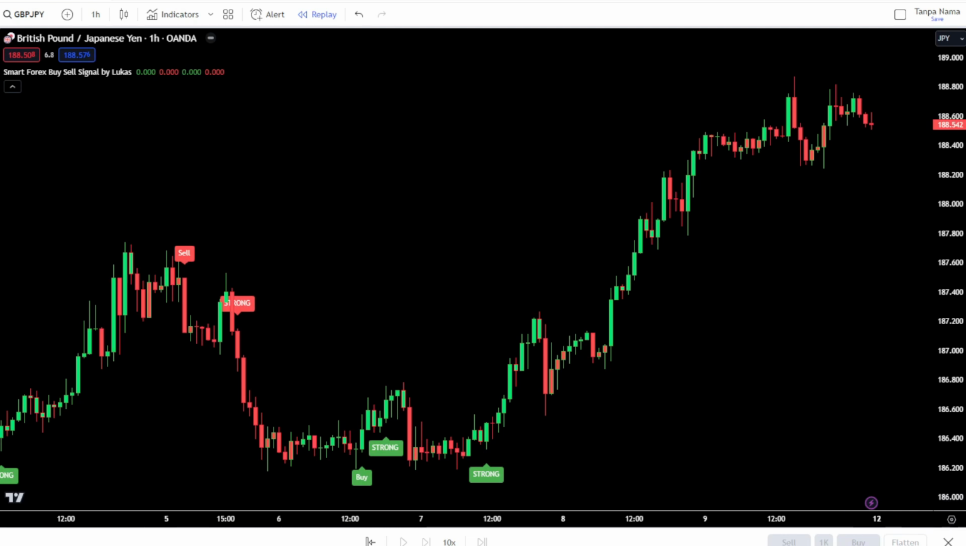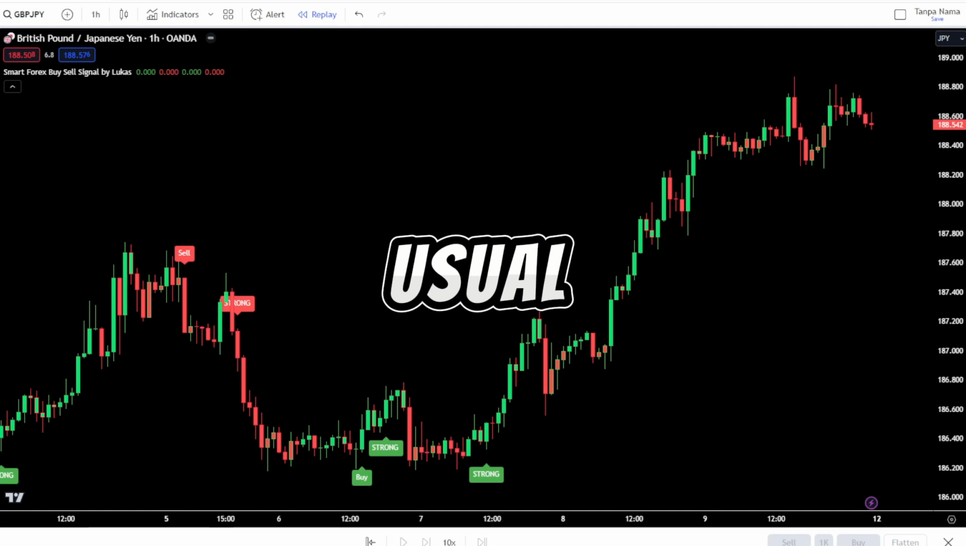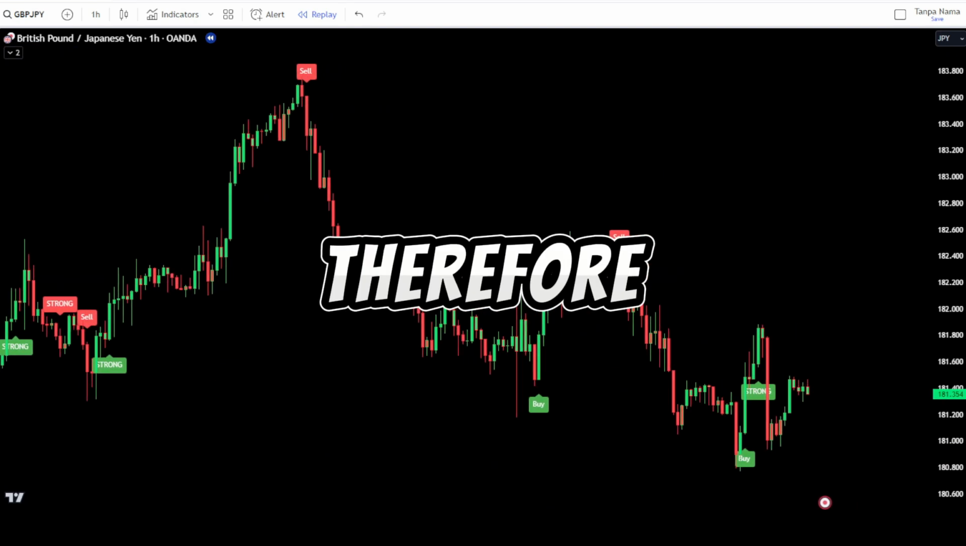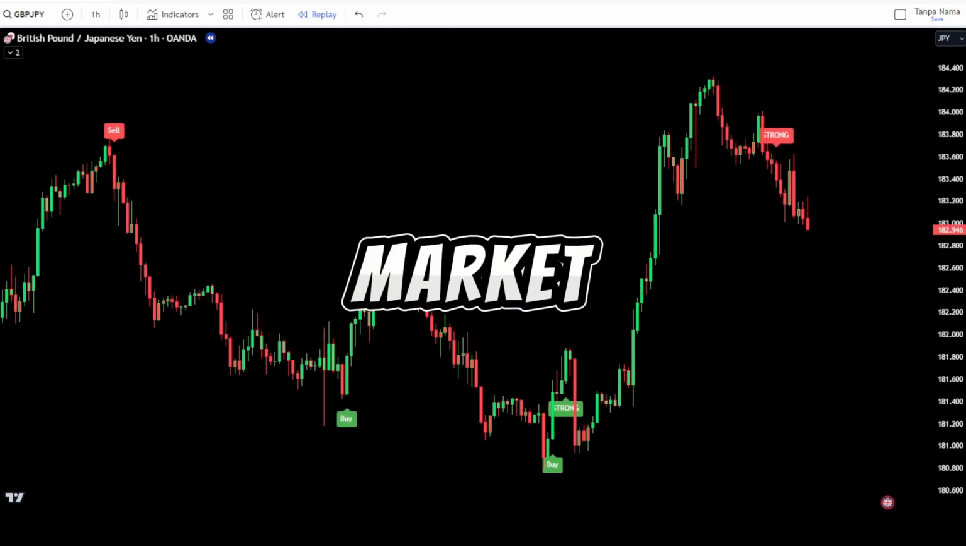As mentioned earlier, you can utilize four signals when using this indicator, including strong buy, strong sell, and sell. You can enter a trade if any of these signals appear. However, as usual, this indicator is not meant to work in isolation. Therefore, let's now incorporate another indicator to serve as a trend guide in the market.